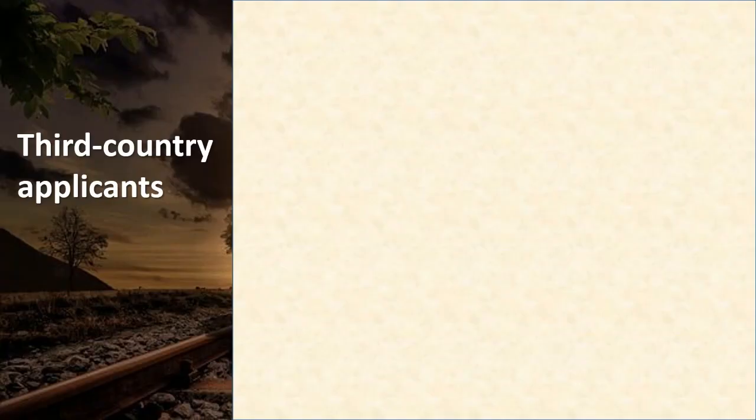Let's talk about the third country applicant. The first thing I want to talk about is to again reiterate who a third country applicant is. The other time I made an illustration. A third country applicant is an applicant who is a citizen of country A but physically present in country B and applying for a visa in country B to study in country C. That is a third country applicant.